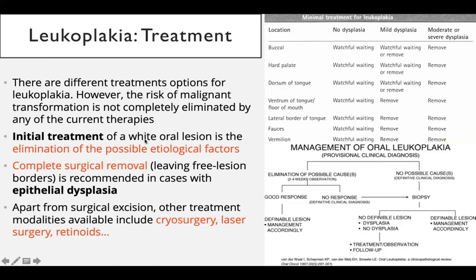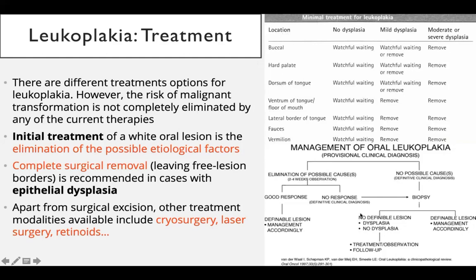Initial treatment of white oral lesions is the elimination of the possible etiological factors, which are modifiable factors, which we can modify. And then complete surgical removal, leaving free lesion borders, is recommended in cases with epithelial dysplasia. Apart from surgical excision, other treatment modalities available include cryosurgery, carbon dioxide laser surgery, and retinoids, vitamin A.